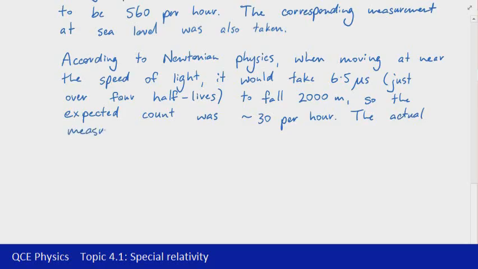So you can see that measurement is significantly larger than what would be predicted by Newtonian physics, and so Newtonian physics clearly isn't explaining this scenario well enough, and there has to be some other explanation to get that measurement. Now if it was significantly lower than 30 per hour, then perhaps there are other factors at play, but this measurement of 422 per hour being much larger means that we need to consider another type of physics that's involved. And that physics is special relativity.